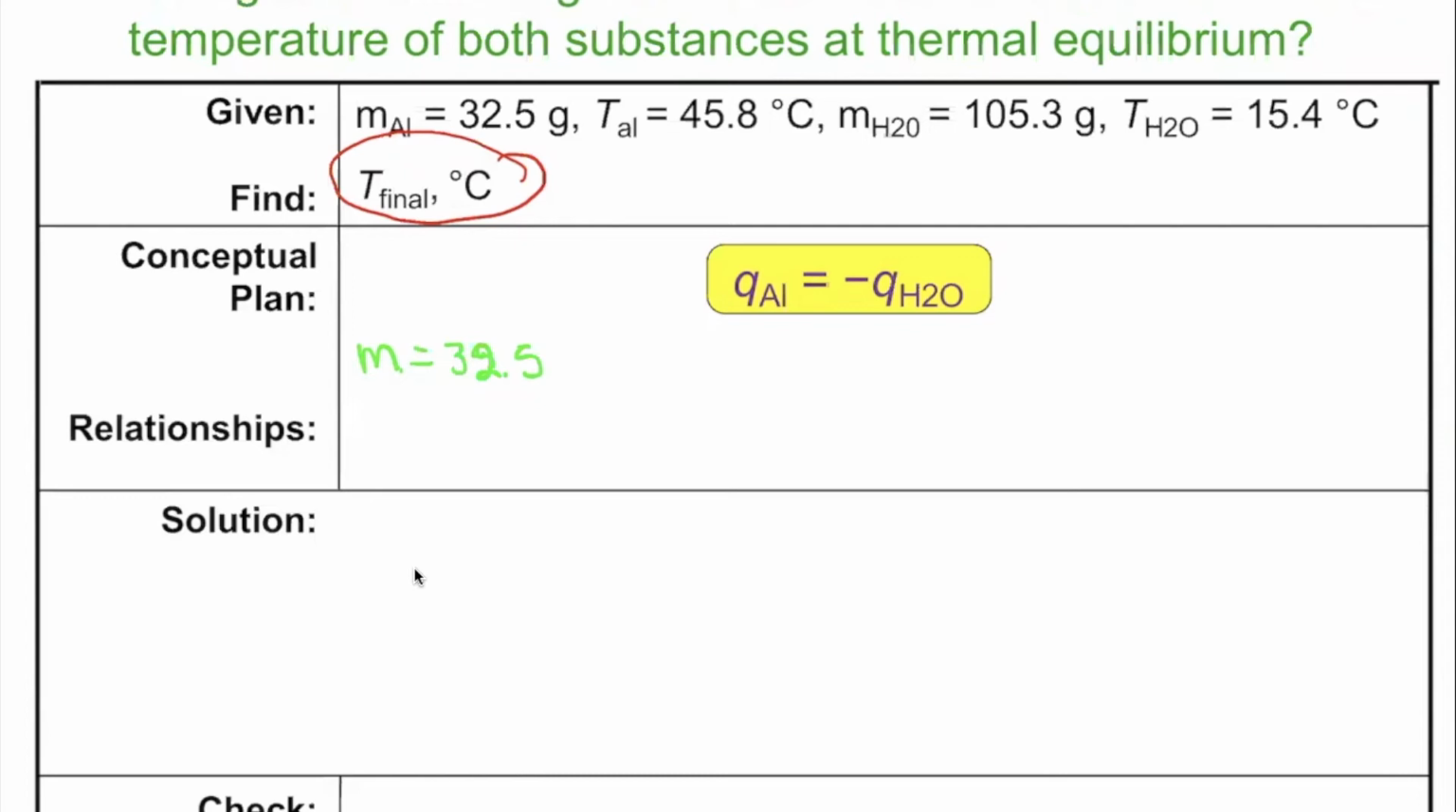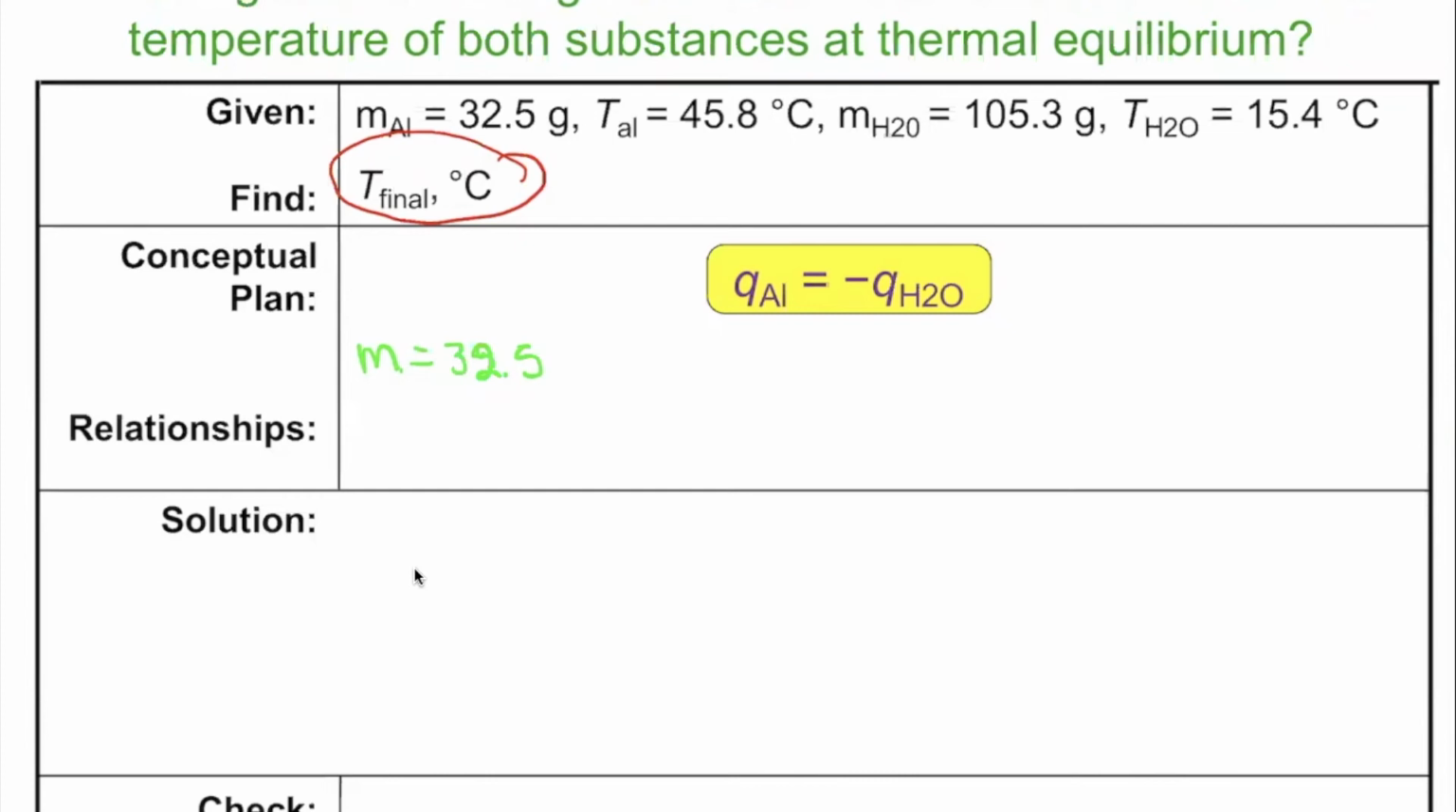So when you do that, you should have negative 29.3475 TF plus, because a negative turns a negative, it's going to be 1344.115 equals 440.154 TF minus 6778.3716, and then collect like terms from there, and you should generate your final answer.